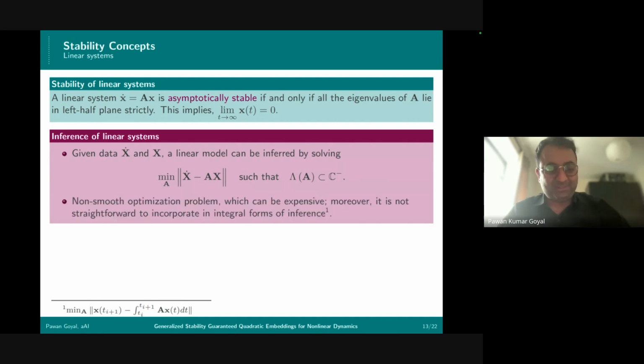And this problem is a non-smooth optimization problem and can be very expensive, and it is really not easy to put in the formulation which we have seen before, where we want to learn the latent space and put some kind of constraints on the dynamics of the latent space. And these constraints could be not only learning a quadratic dynamical system, but we would like to learn a stable quadratic dynamical system.